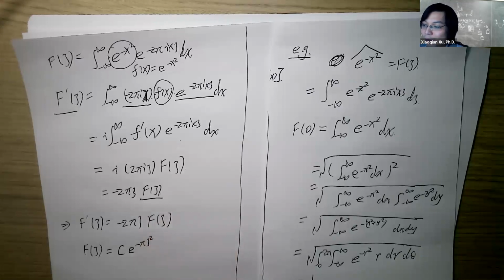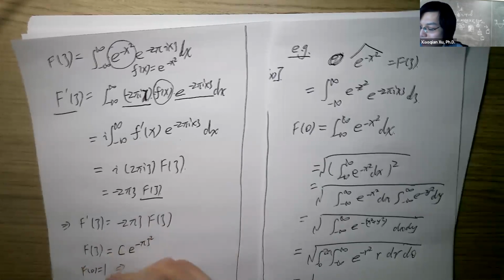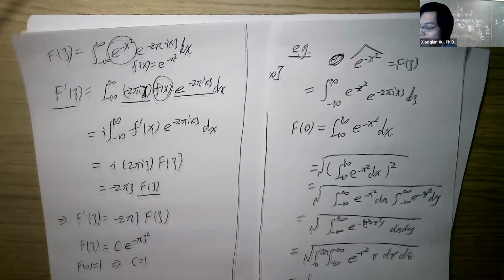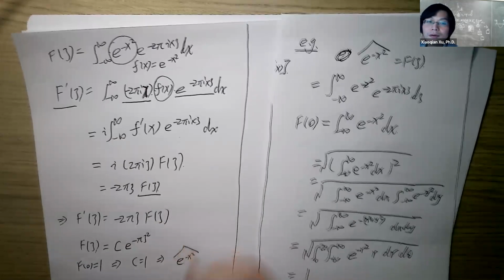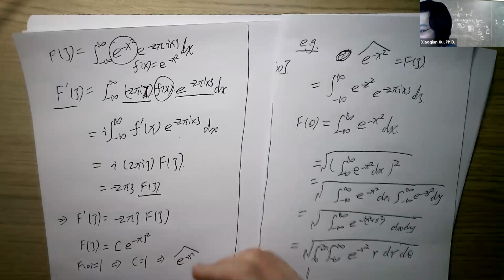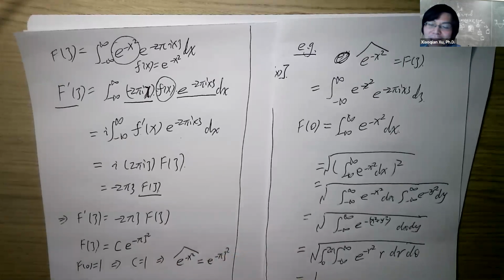Moreover, we know that F(0) equals 1, so the constant equals 1. So the Fourier transform of the Gaussian equals e^(-πξ^2). It's still a Gaussian, just a dilation of the Gaussian, which is a super nice property of the Gaussian.